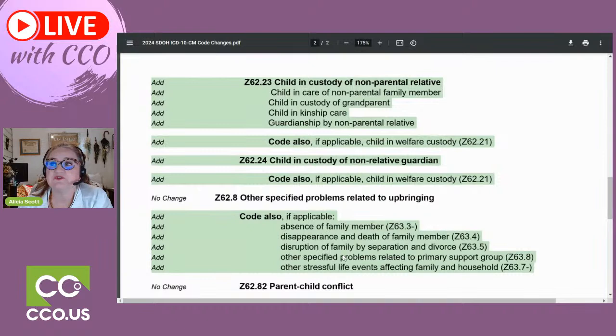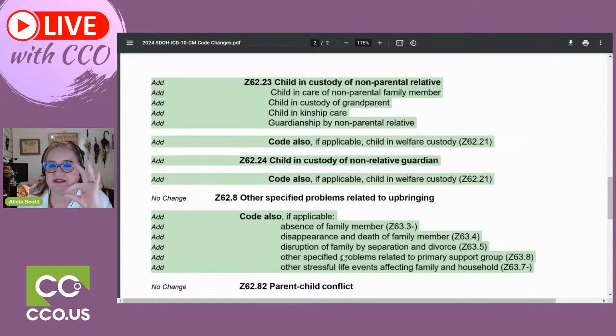So this is further divided to include who is the relative but is not the parent. And we have the non-parental family member. We can use custody of grandparent, kinship care, and guardianship by non-parental relative. Now, you notice that verbiage, we had seen that before, but they've separated that and moved that down into Z62.23. Be very cautious when you're looking at these that you don't want to be in the right church but the wrong pew type thing.